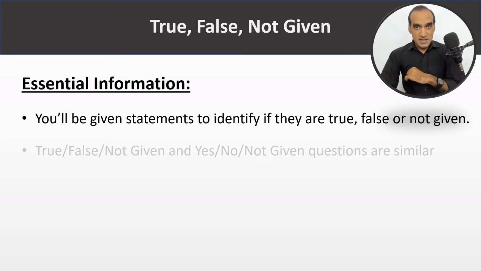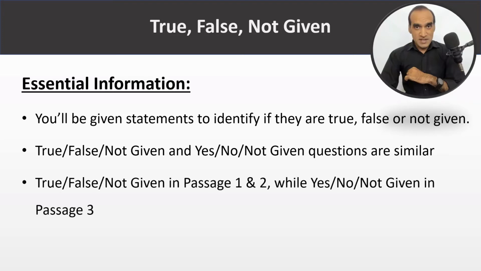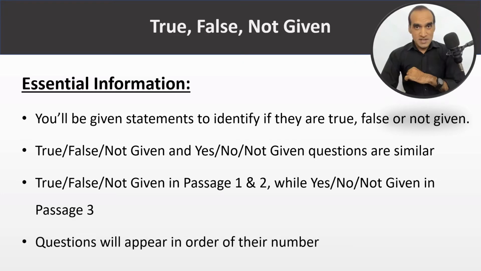Secondly, true, false, not given questions and yes, no, not given questions are quite similar. All the techniques that you learn for the true, false, not given questions also work for yes, no, not given questions too. You'll see that most of the true, false, not given questions appear in passage 1 and passage 2, while yes, no, not given questions in passage 3. All the questions will appear in the passage in order of their number. So if you find question number 2 in line number 3 of paragraph 2, the next question will come in the upcoming lines. It won't go backward.